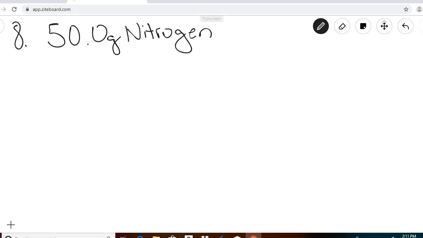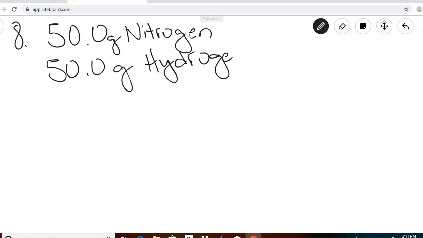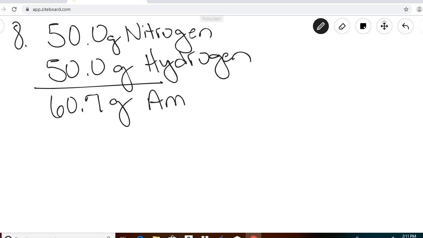Okay, number 8. A chemist adds 50 grams of nitrogen to 50 grams of hydrogen and ends up making 60.7 grams of ammonia and some leftover hydrogen. So we start with 50.0 grams of nitrogen, and to that we add 50.0 grams of hydrogen, and you end up with 60.7 grams of ammonia plus leftover hydrogen.